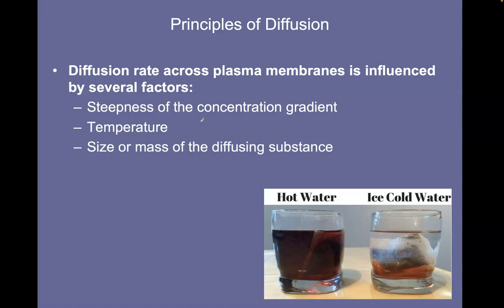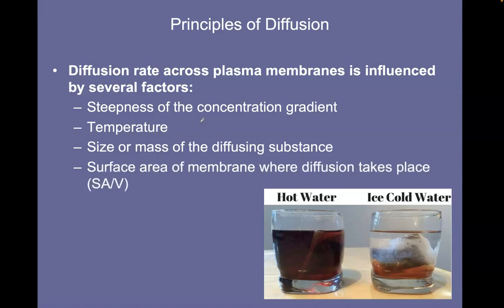So again, substances that are really large are going to diffuse slower, especially through the membrane, right? If you're a large substance, you're going to diffuse much slower. And then the surface area of the membrane where diffusion is taking place. If you have more surface area per volume versus less surface area per volume, then you're going to have a much more rapid rate of diffusion. And that's simply because you have more places for diffusion to occur through. So the higher the surface area per volume, the faster the rate of diffusion is going to be.